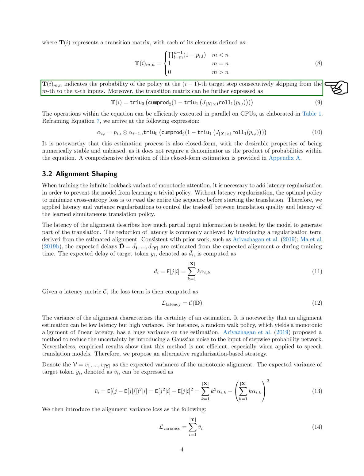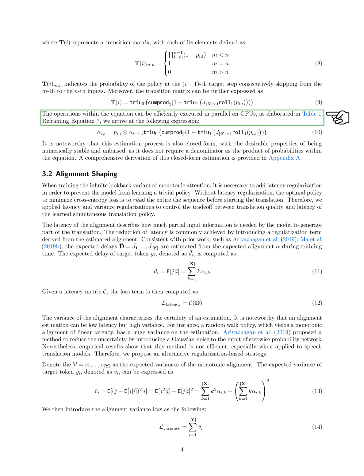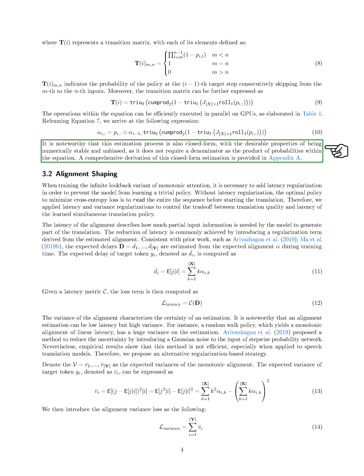The monotonic alignment between the ith target item and the jth source item can be represented as a matrix multiplication, where T_i is a transition matrix. Each element of this matrix, T_i,m,n, represents the probability of the policy at the ith target step skipping from the mth to the nth inputs in sequence. This transition matrix can be further expressed in a different form, which can be efficiently executed in parallel on GPUs. This estimation process is closed form, meaning it's numerically stable and unbiased, as it doesn't require a denominator as the product of probabilities within the equation.